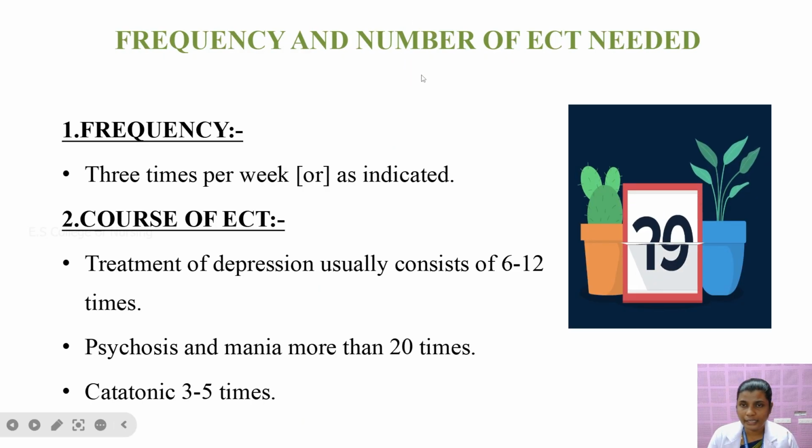Next, the frequency and number of electroconvulsive therapy sessions needed. We administer electroconvulsive therapy up to 3 times per day if the psychiatrist advises, depending on the indication of the patient. For the course: treatment of depression usually consists of 6 to 20 sessions, psychosis and mania more than 20 sessions, and catatonia 3 to 5 sessions. These are the frequency and course of electroconvulsive therapy.